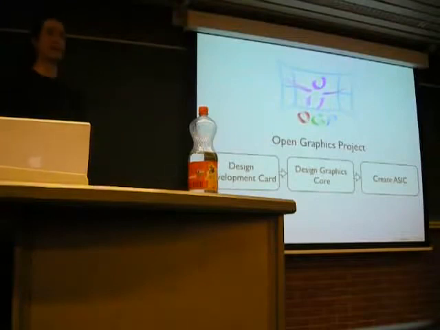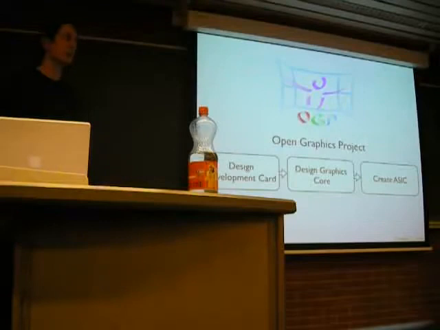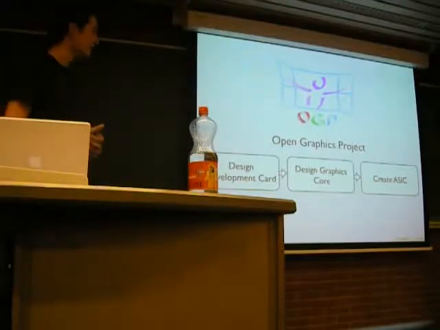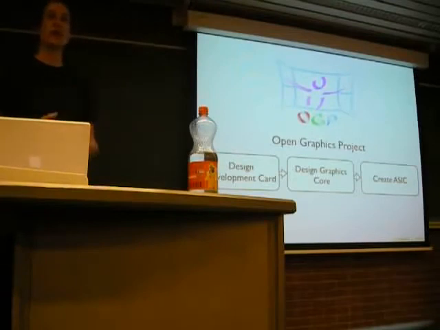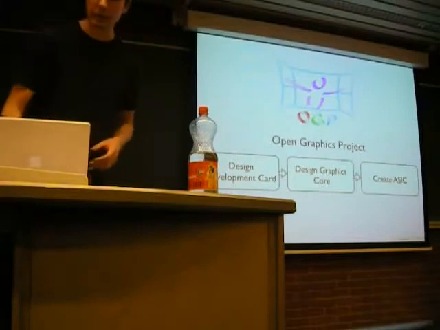The Open Graphics project really has 3 phases, and we're still in the first one. The first one is really to design a development card, which has some reprogrammable hardware, and on that card we can then create a graphics core. We can test and debug and try to get it working. Then at some point, if that core works, we're supposed to make an ASIC out of it, so a real application-specific integrated circuit. And then that is something we can sell.